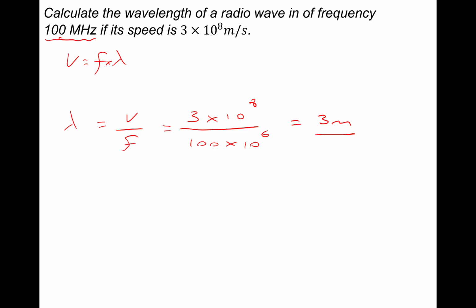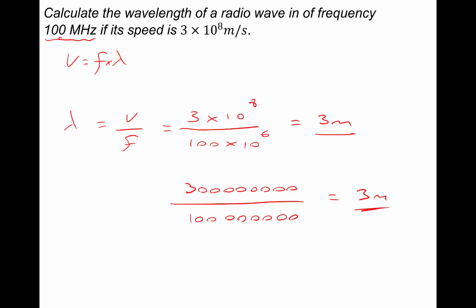If you've not done standard form yet, or you're not comfortable putting that into your calculator, 3 times 10 to the 8 is 3 with 8 zeros, divided by 100 million. You should still know that mega means million, so you would write 100 million, which is 6 noughts. Put that in your calculator, and you obviously end up with the same 3 meters for the wavelength. Okay, let's move on.